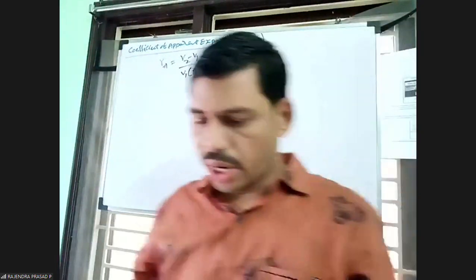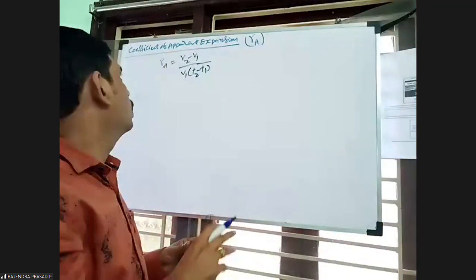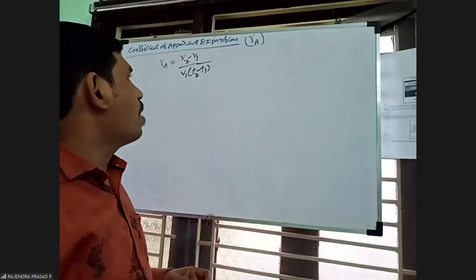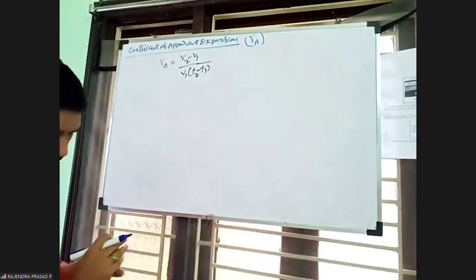So tomorrow we'll continue. It is called the coefficient of apparent expansion. It is denoted by gamma A.